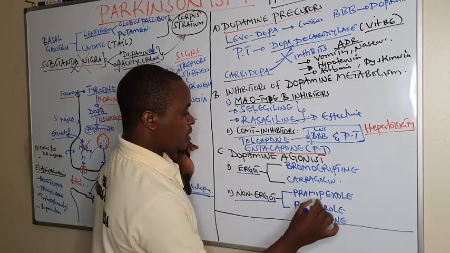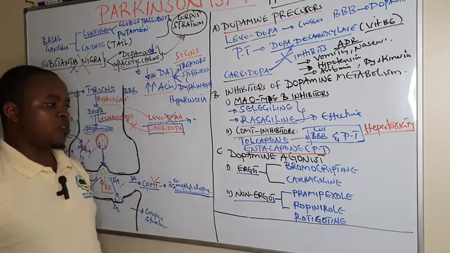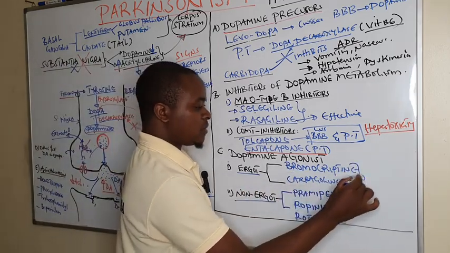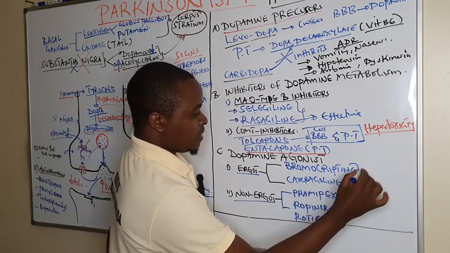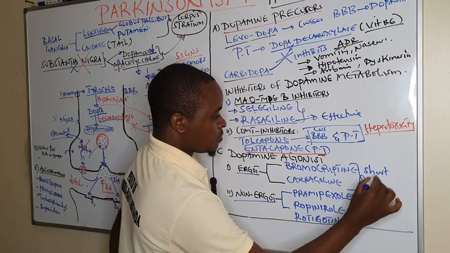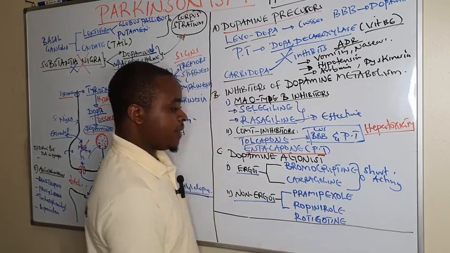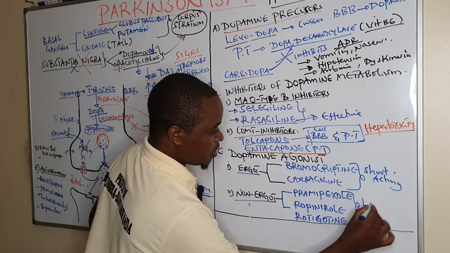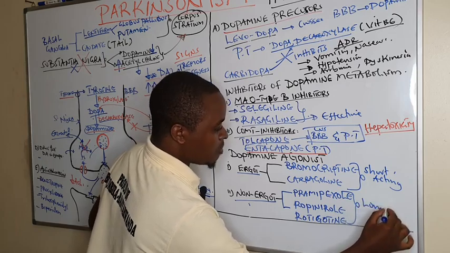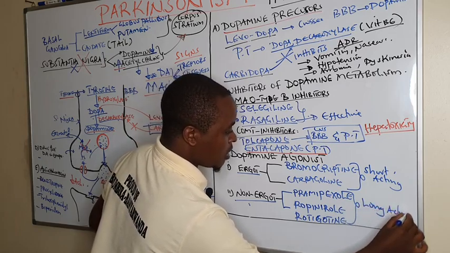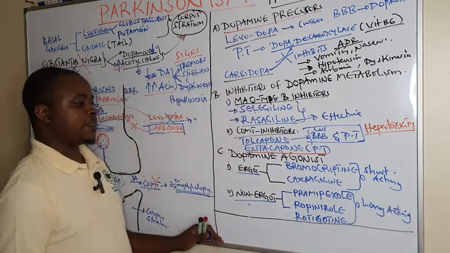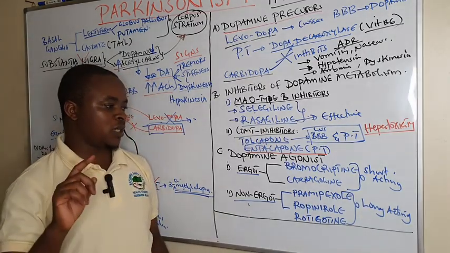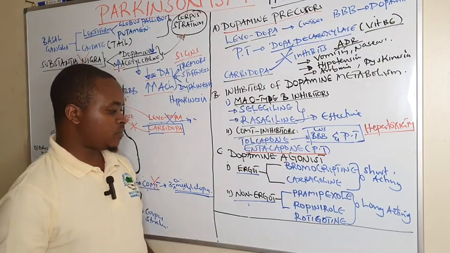So these are ergot dopamine agonists. Bromocriptine and cabergoline can be given, but they are short acting, so they are not the best. The best ones are non-ergot, which are long acting. Non-ergot dopamine agonists are long acting and effective in treating Parkinson's because of their long acting effect.